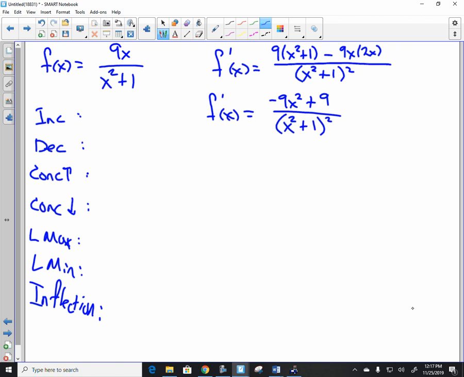It's always positive. And when we take the derivative, we look for critical points. Critical points are where the derivative is undefined or where it's equal to 0. So the bottom is never equal to 0, is it? So all I need to do is focus on the top. I can kind of ignore the bottom, since it's always positive. If I factor out negative 9, I get x squared minus 1.